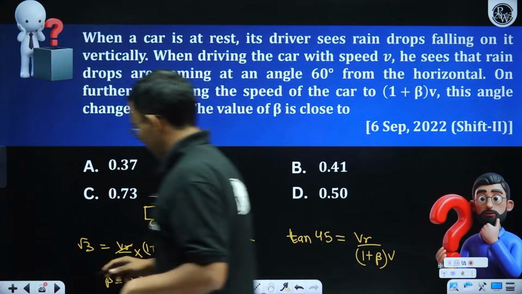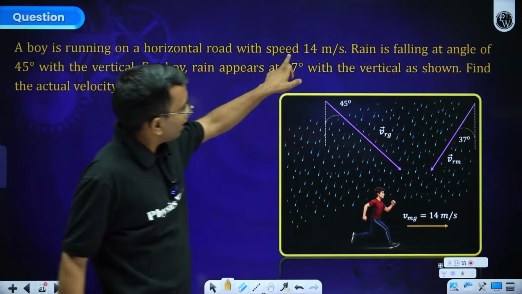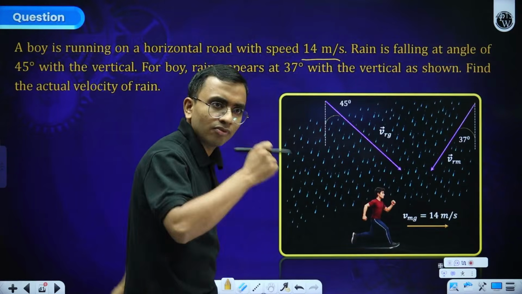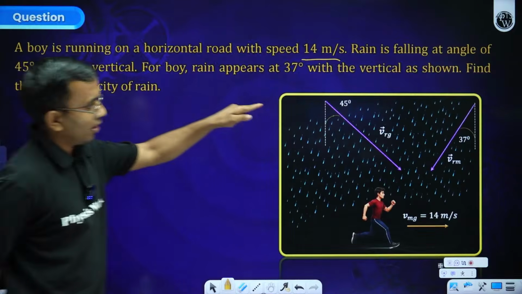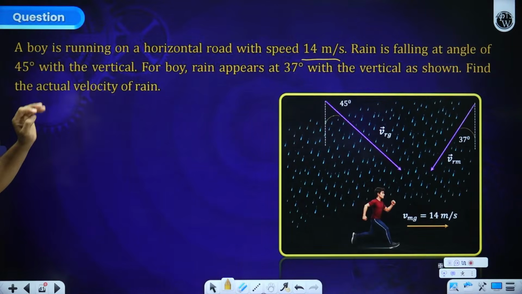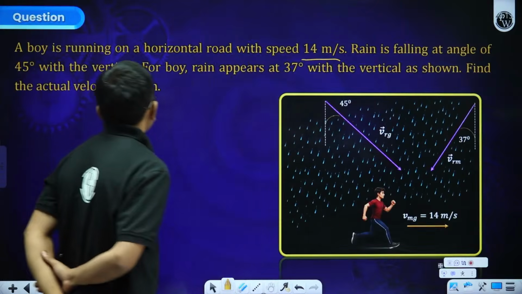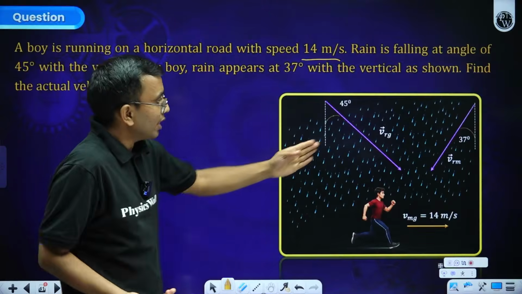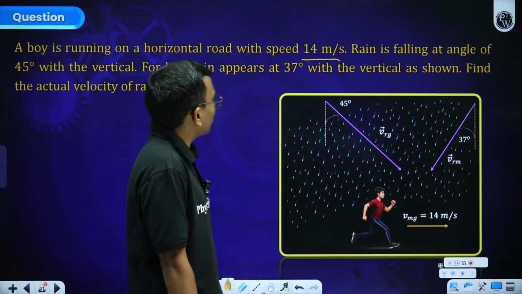Okay, so this was Rainman problem question 1. This is another question, and it is a simple question actually, but let us try to solve it together. A boy is running on a horizontal road with speed 14 meters per second. Rain is falling at an angle of 45 degrees with the vertical. This is the actual velocity of the rain. For the boy, rain appears at an angle of 37 degrees as shown, meaning with respect to the boy, the rain appears at an angle of 37 degrees.